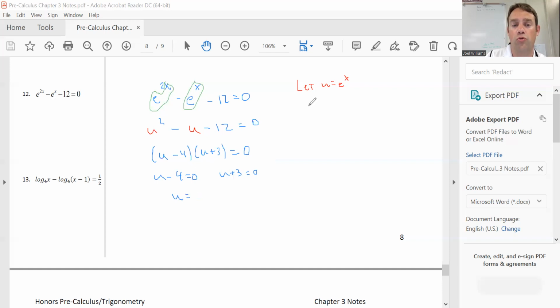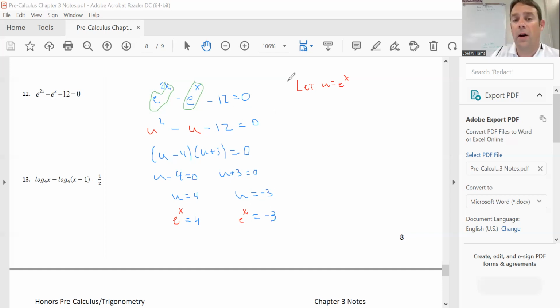And u equals -3. So we solve it for u, but remember, u was standing for something else. u was standing in the place of e to the x. So we're going to go back and we are going to plug our e to the x back in for u. So e to the x equals 4. e to the x equals -3.